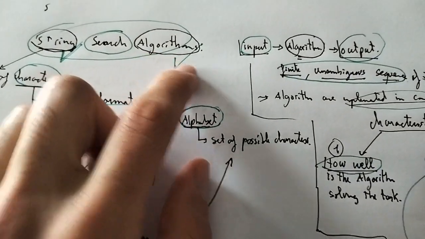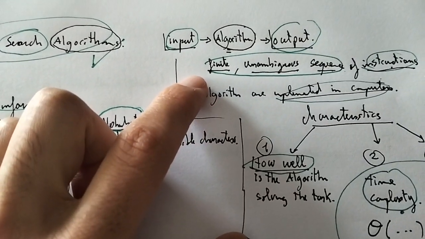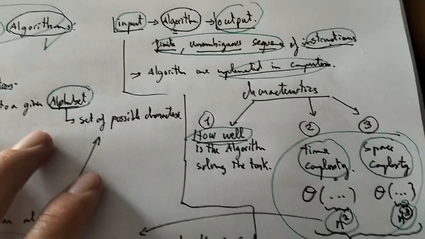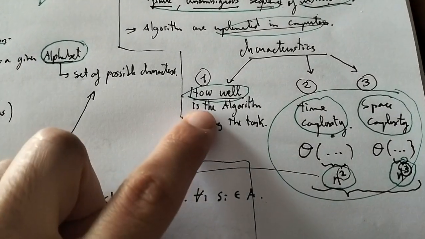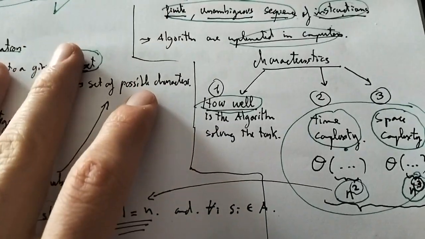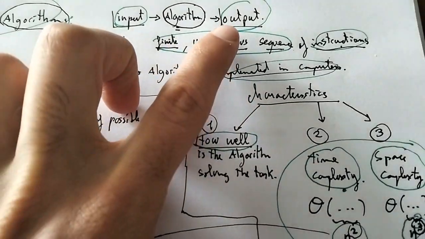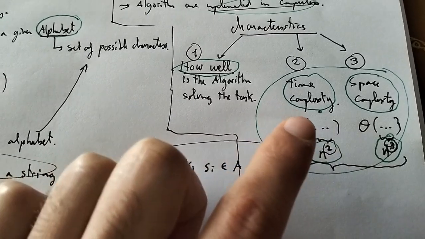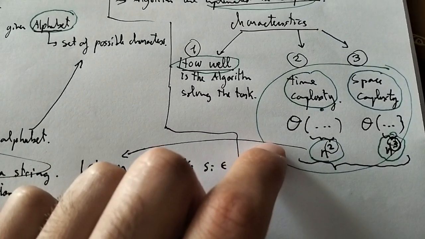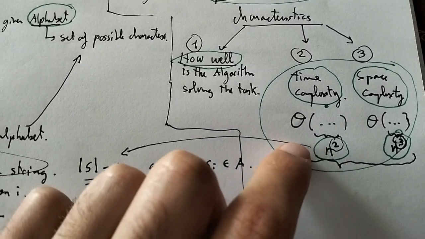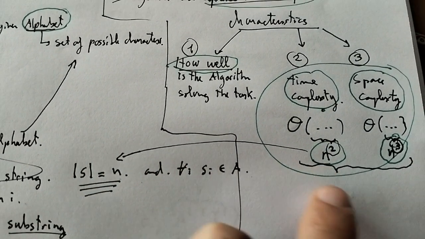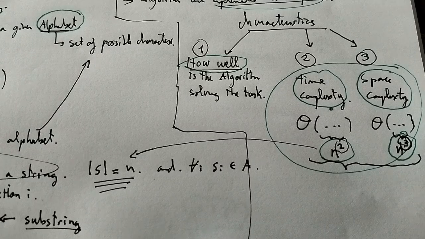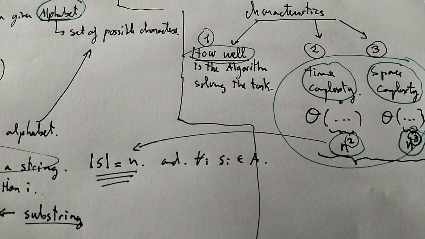We have also defined what is an algorithm. We define it as a finite, unambiguous sequence of instructions. We have also defined 3 ways to characterize an algorithm: how well the algorithm is solving the task from the input to the desired output. And we have also characterized it in terms of time complexity. So how much time will the algorithm take with respect to some important variables? Here, for example, the length of the string. And the same thing for the space complexity, which means the amount of memory that the algorithm will require.